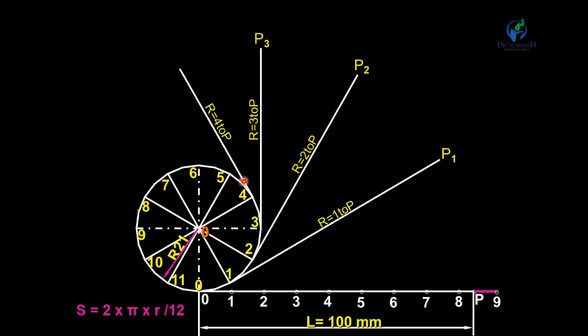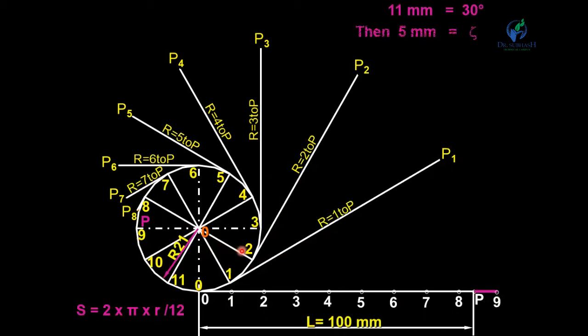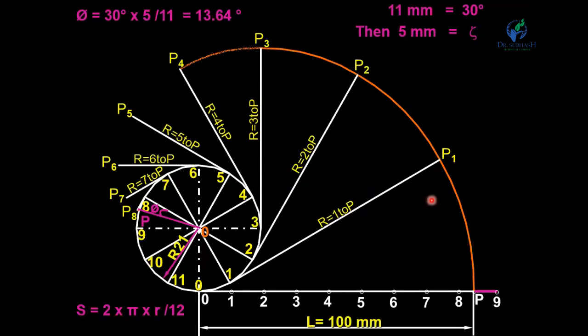Similarly, find the points P4, P5, P6, P7, and finally here P8. Now join all these points from P to P1, P2, P3, and finally this curve will touch the circle at this point P. So this is known as an involute, and it will wind up to this point P.